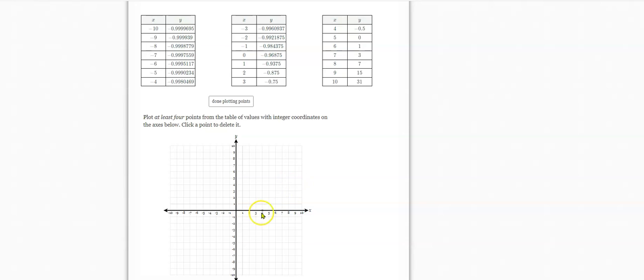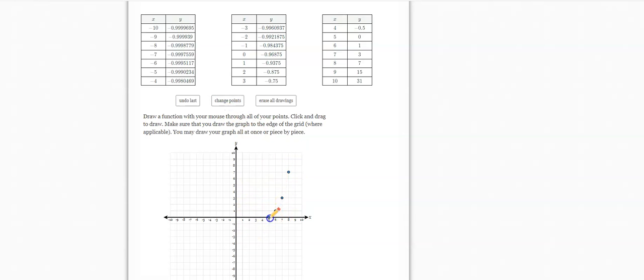Let me get this next one better. Okay, 5, 0, 6, 1, 7, 3, 8, 7, 9, 15 is off the graph, so 1, 2, 3, 4. Alright, so I've got to pass through every blue dot. That was my problem last time. Okay, and now let's see, this gets really close to negative 1, but it never touches negative 1. So I know that I need to hug the graph.